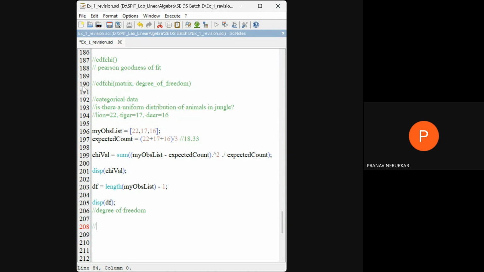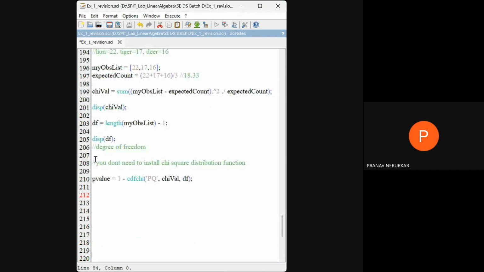As I said, you don't need to install the chi-square distribution function. We can directly use the function in this way, CDF chi. Now we want to calculate the p-value, which we will get in this way. Then we can display the p-value.